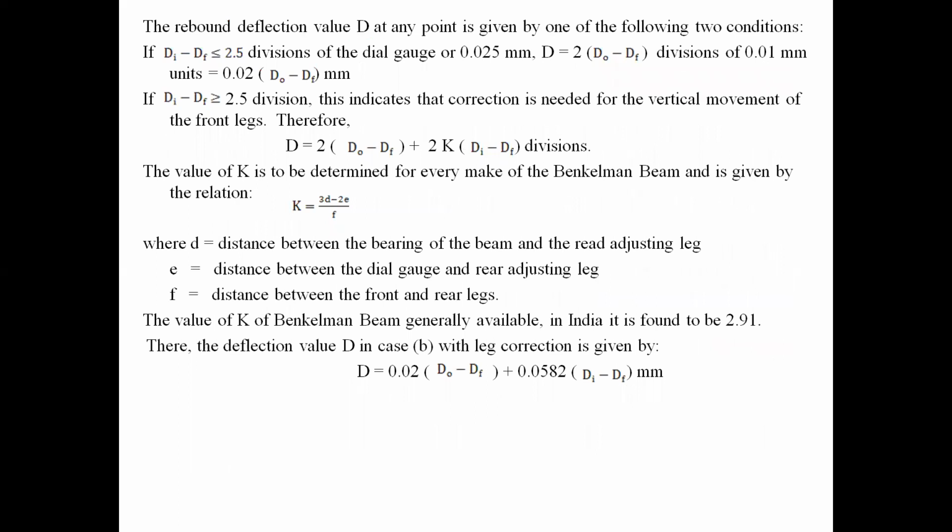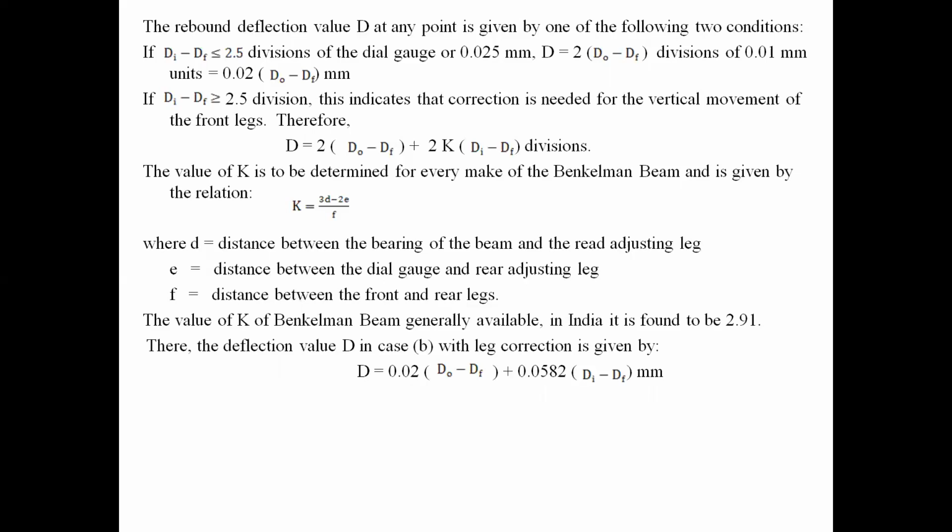Coming to the next slide, which explains some of the conditions. If DI minus DF, that is the intermediate dial gauge reading minus the final dial gauge reading, is less than or equal to 2.5 divisions of the dial gauge, or 0.025 mm, then D is given by 2 times (D0 minus DF) in divisions of 0.01 mm units. It can also be written as 0.02 into (D0 minus DF) mm.